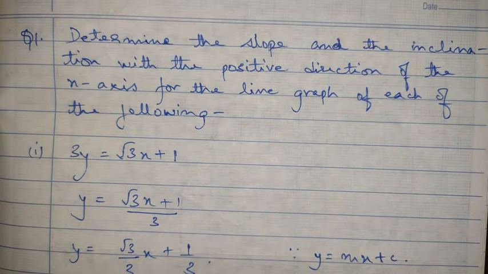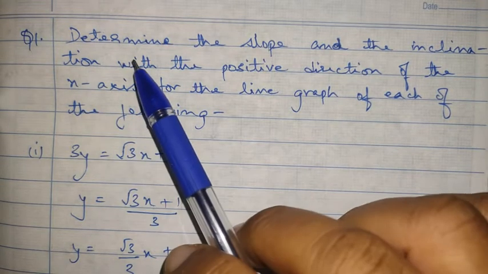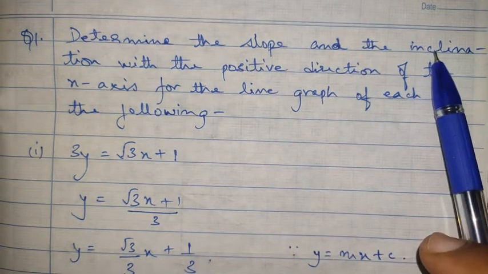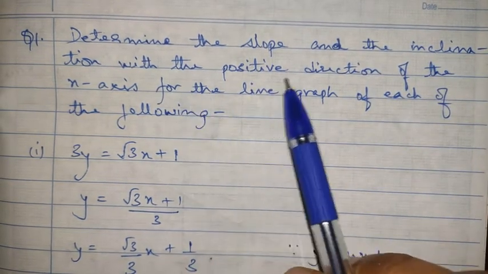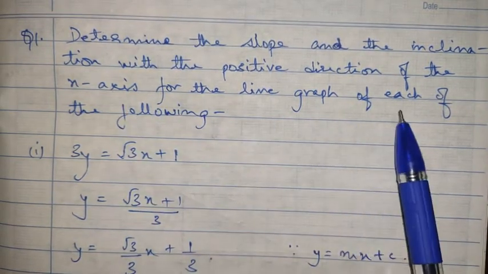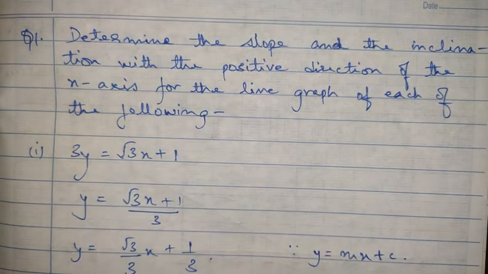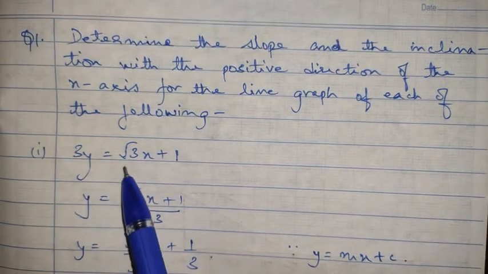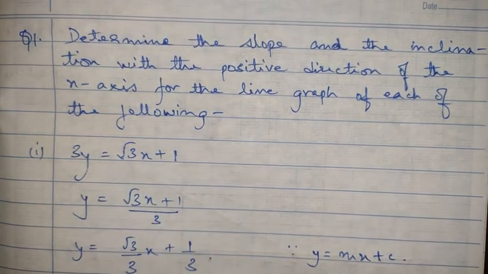So the first question that I've taken for this week is: determine the slope and the inclination, that is the angle of inclination, with the positive direction of the x-axis for the line graph of each of the following. Children, in this question we have to find the slope as well as the angle of inclination. The first equation given to us is 3y = root 3 x + 1.